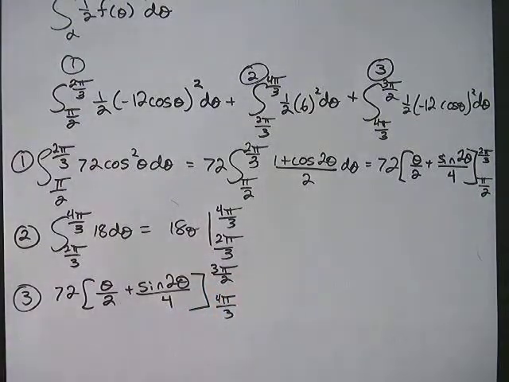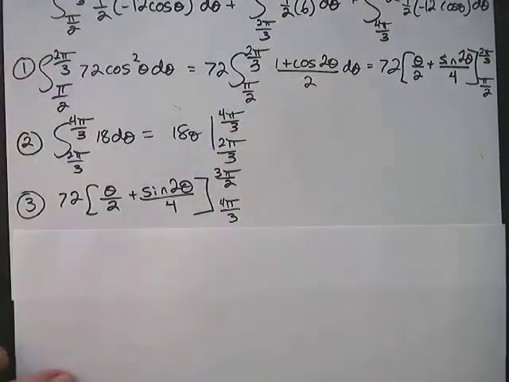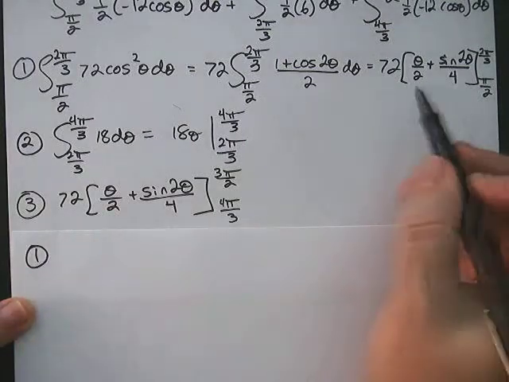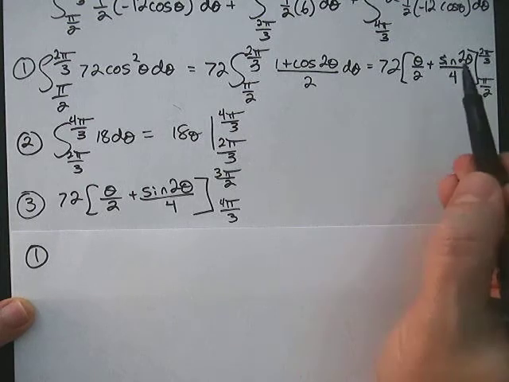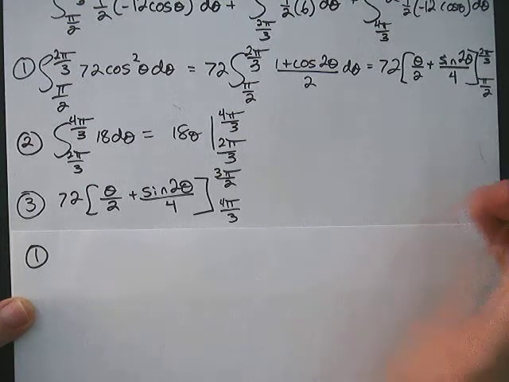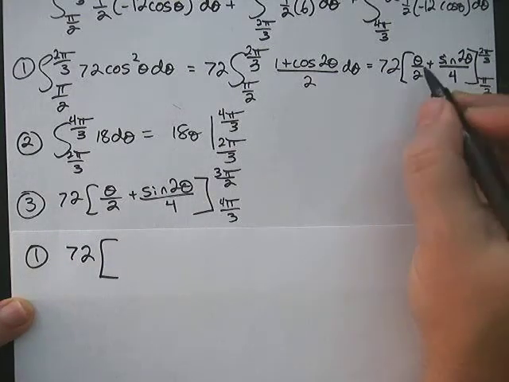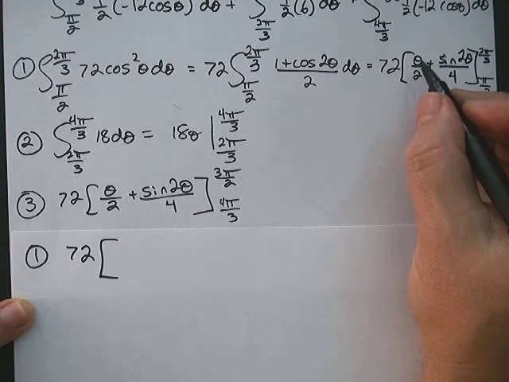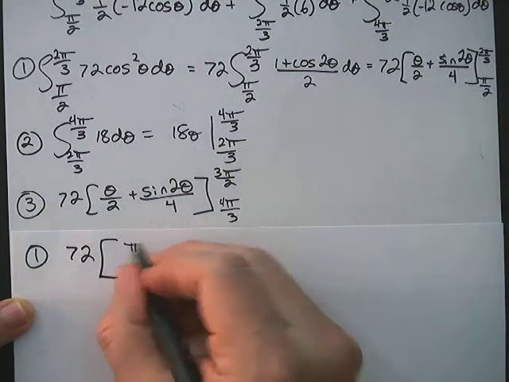Okay, so that gives us all of our integrals. Now we need to just pop in our limits of integration here. Okay, so let's see what we got. Let's go back to the first one. So for the first one, looking at this one right here, I'm going to pop in a 2 pi over 3 in place of both of these, and then a pi over 2. So here's my 72. When I put a 2 pi over 3 in place of theta, it's 2 pi over 3 over 2. So that's going to end up being pi over 3.